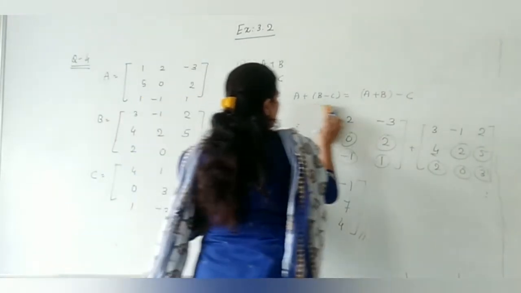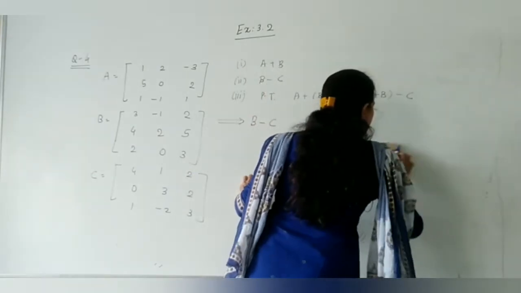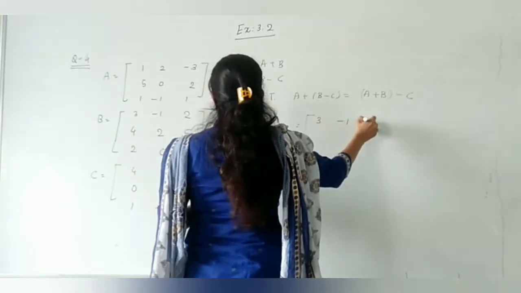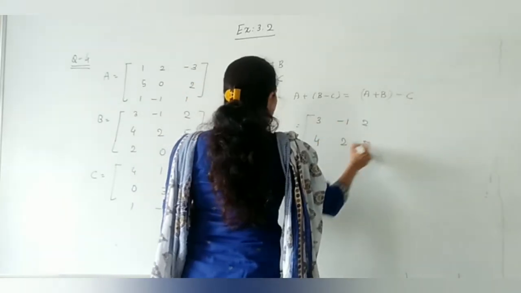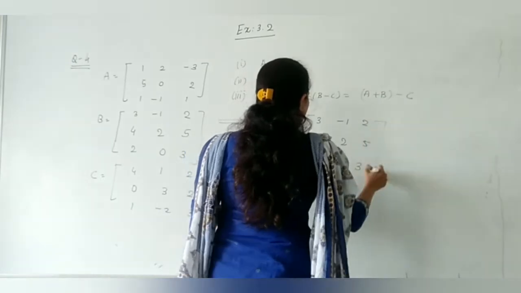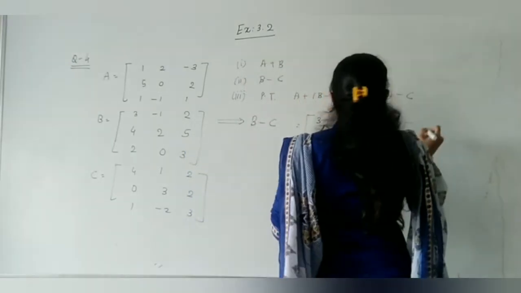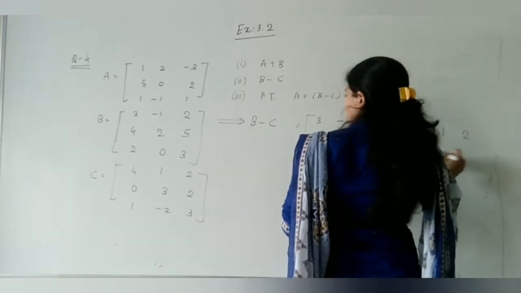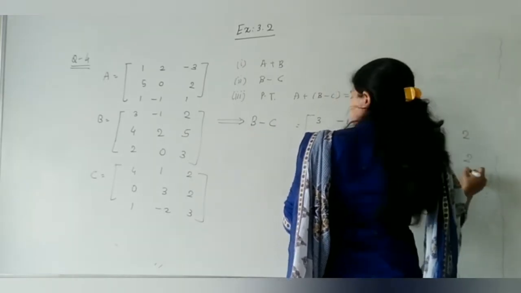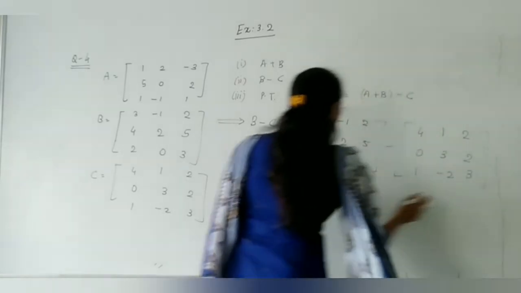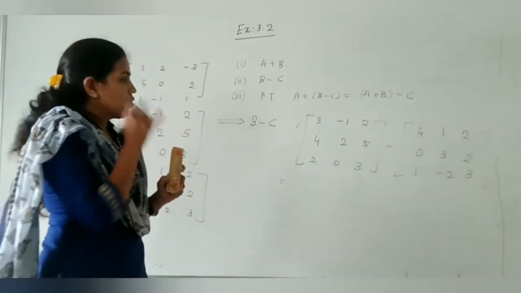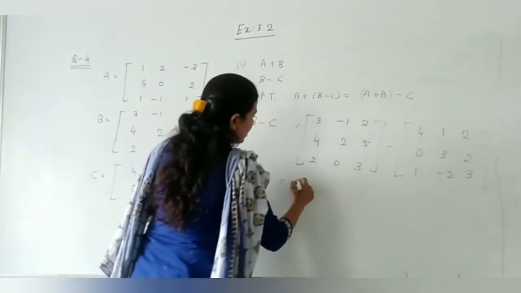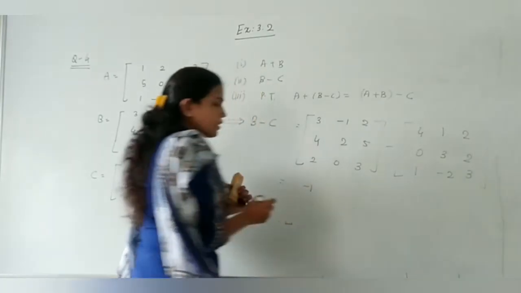So what is your B, students? It is [3, -1, 2; 4, 2, 5; 2, 0, 3], minus [4, 1, 2; 0, 3, 2; 1, -2, 3]. So here it is 3 minus 4, so 3 minus 4 will be minus 1.